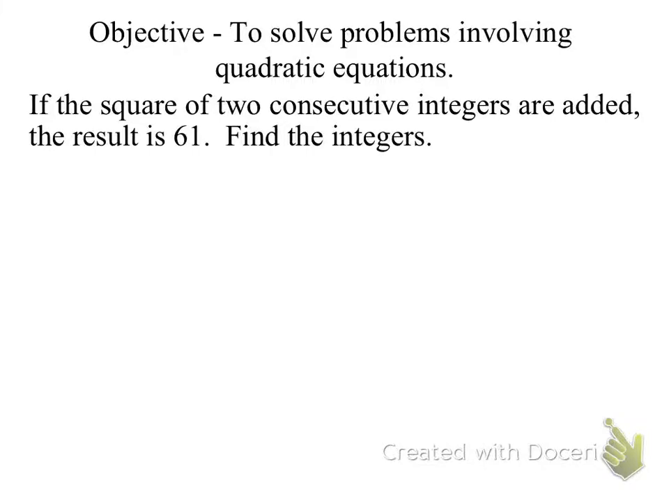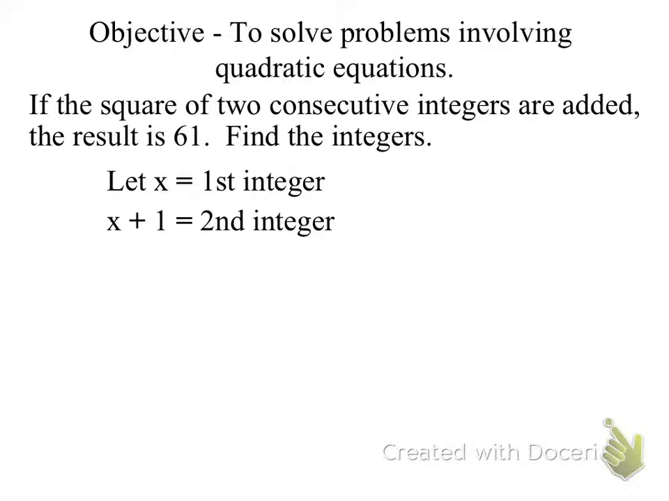If the squares of two consecutive integers are added, the result is 61. Find the integers. What do I start with? Good. And so what are we going to say? Integer 1 is x. The first integer is x, and then the next integer is x plus 1.